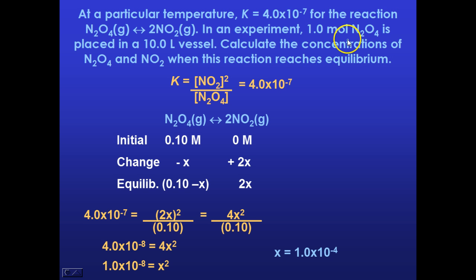Because we want to calculate the concentrations of the two components of our equilibrium mixture, we're going to substitute in that x value. N2O4's concentration will not change, but NO2's will be twice the x value, so 2 times 10 to the negative fourth. And this should be enough to get you through 16.4.